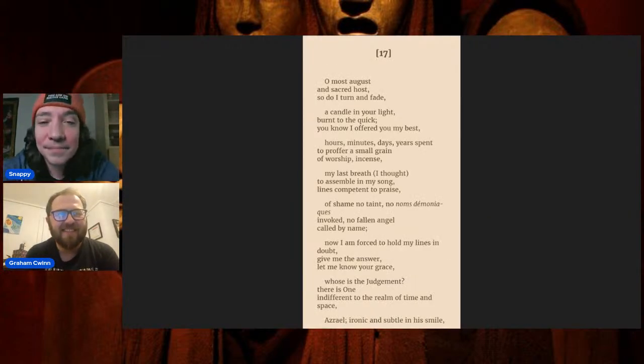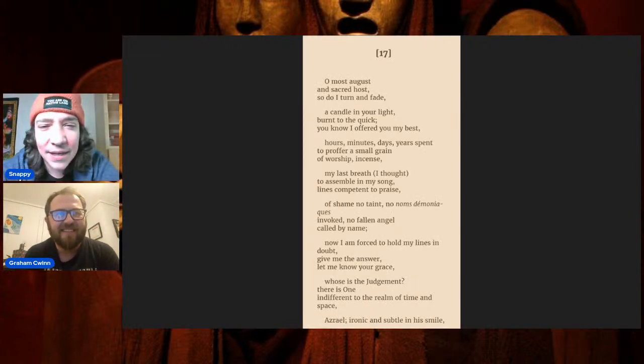Almost August and sacred host, so do I turn and fade, a candle in your light, burnt to the quick. You know I offered you my best, hours, minutes, days, years spent, to proffer a small grain of worship, incense, my last breath, I thought, to assemble in my song lines competent to praise, of shame no taint, no noms démoniaques.